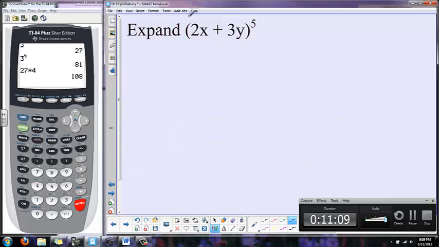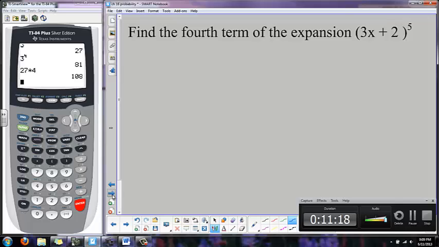Alright, so I'm going to leave that to you to do, to practice on your own. So let's see if you can go ahead and expand that. But also the kind of questions that you might see is find the 4th term of that expansion. So instead of having to write out all 6 of them, 1, 2, 3, 4, 5, 6, we're really more concerned with that 4th term. So what I want you to do is in your head think about this.